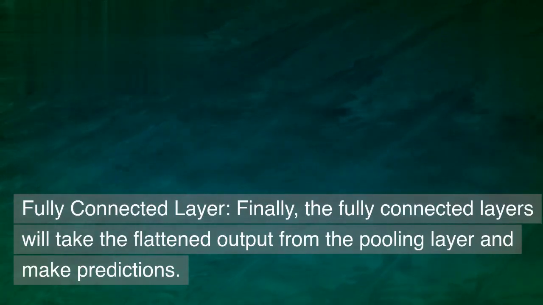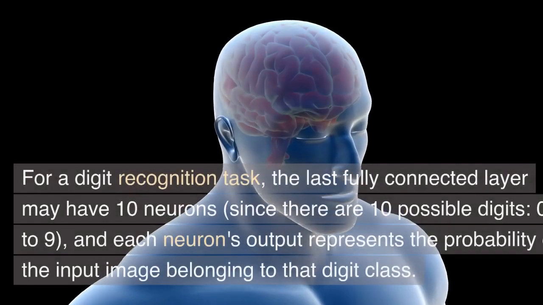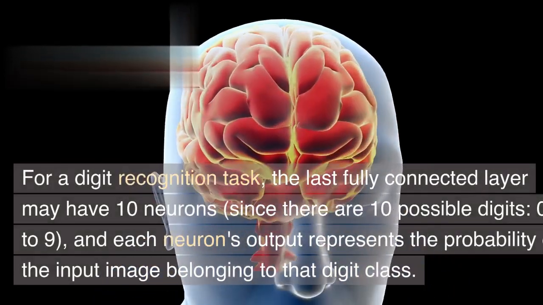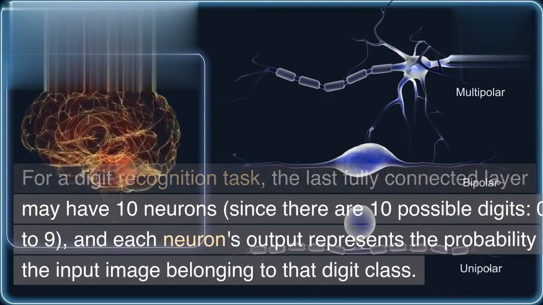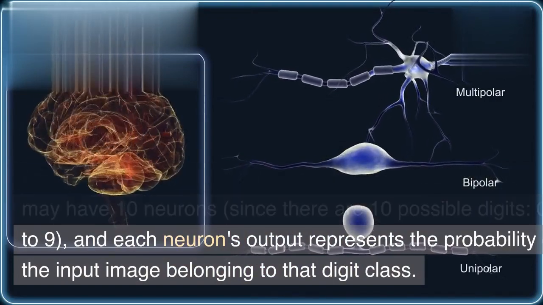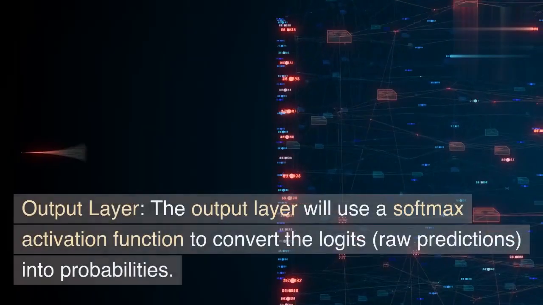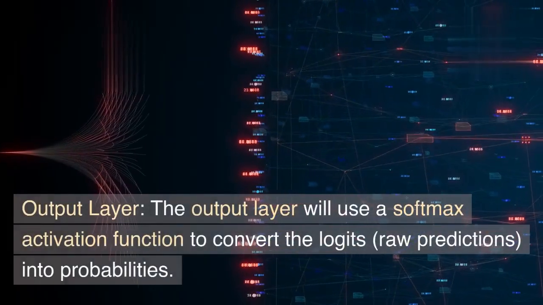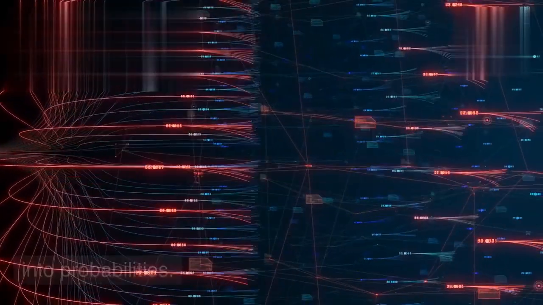Fully connected layer. Finally, the fully connected layers will take the flattened output from the pooling layer and make predictions. For a digit recognition task, the last fully connected layer may have 10 neurons, since there are 10 possible digits, 0 to 9, and each neuron's output represents the probability of the input image belonging to that digit class. Output layer. The output layer will use a softmax activation function to convert the logits, raw predictions, into probabilities.